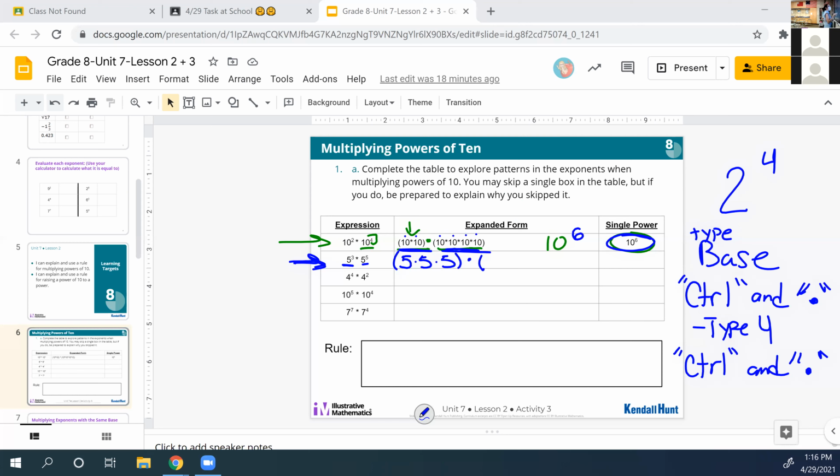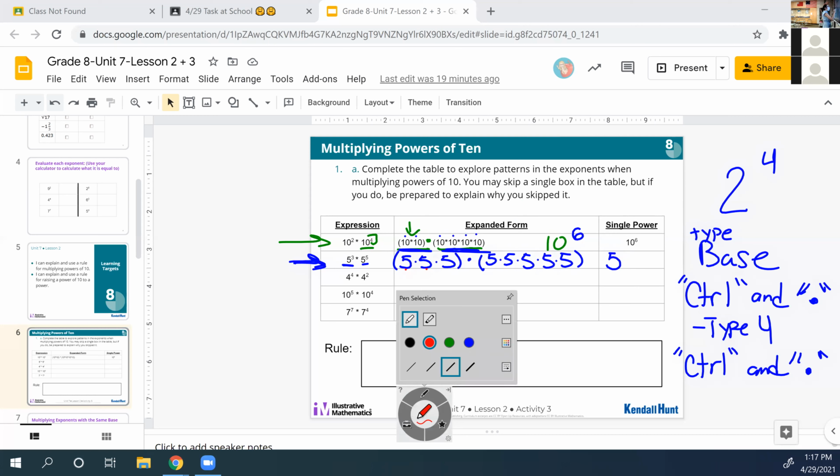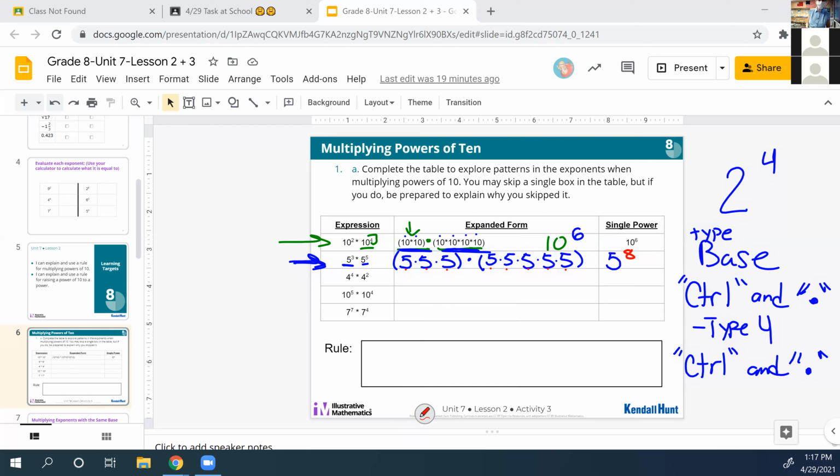So I would come in my second parentheses, I'd say 5 times 5 times 5 times 5 times 5. And then to find that single exponent, I use my base of 5. And then my exponent number is the number of times we wrote it. 1, 2, 3, 4, 5, 6, 7, 8, 5 to the 8th power.